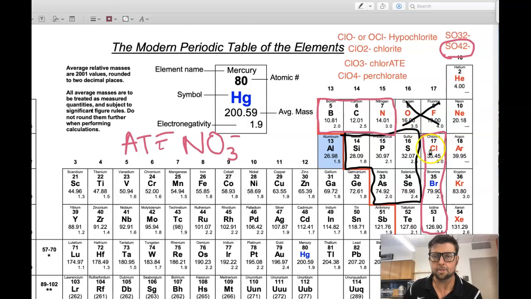If you take away one oxygen, it's light, so it's chlorite. If you take away two, it's hypochlorite. If you add an oxygen to chlorate, you get perchlorate.